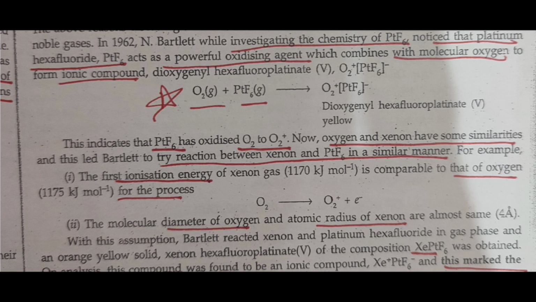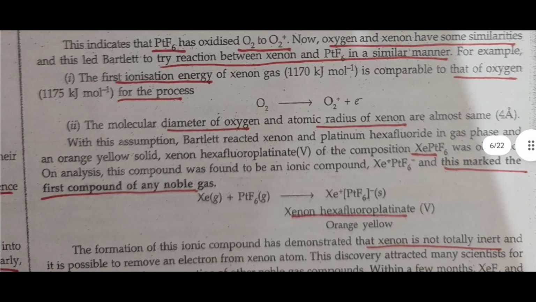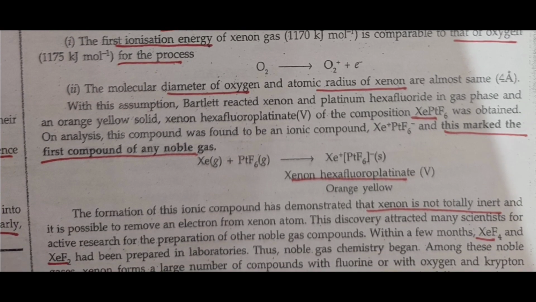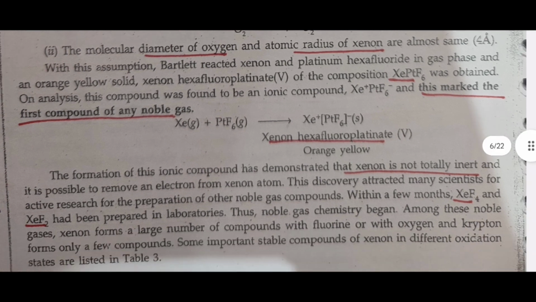In 1962, Neil Bartlett, while investigating the chemistry of PtF6, noticed that platinum hexafluoride acts as a powerful oxidizing agent, which combines with molecular oxygen to form the ionic compound dioxygenyl hexafluoroplatinate. This indicates that PtF6 has oxidized O2 to O2+.